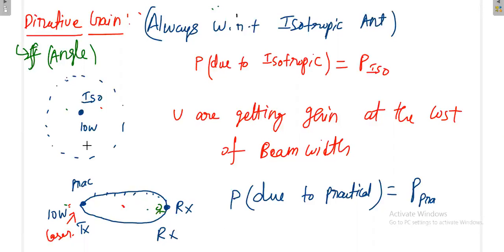That means what? The gain itself is a function of angle, a function of direction, a function of angle.